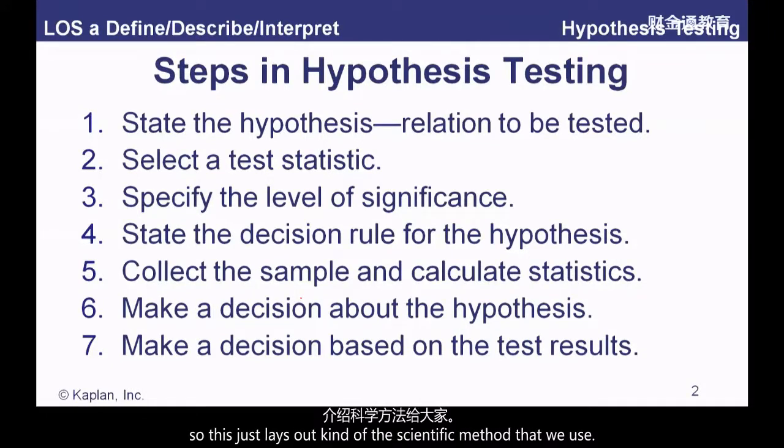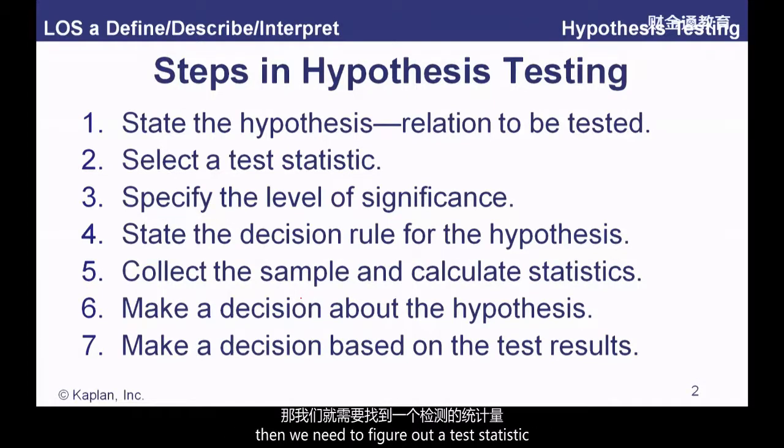This just lays out the scientific method that we use. First, we state the hypothesis, what we're going to test. And once we decide what we're going to test, we need to figure out a test statistic that we're going to use. One of the things we need to know is the probability distribution of that test statistic, because that's how we're going to fail to reject or reject the hypothesis based on the test statistic.